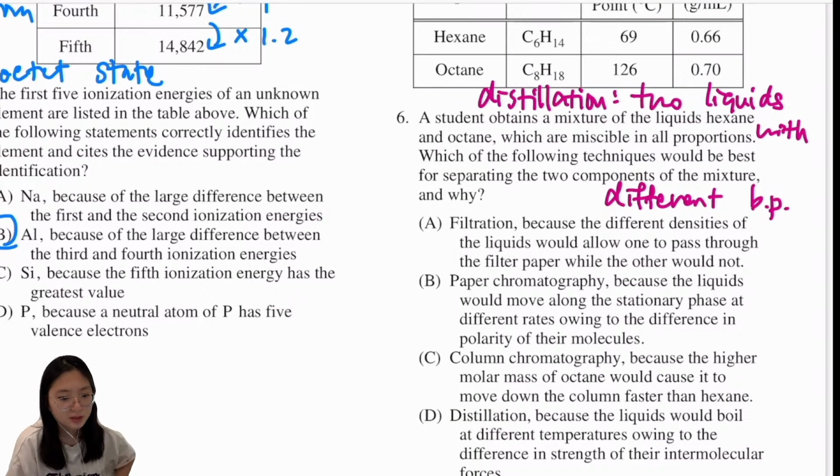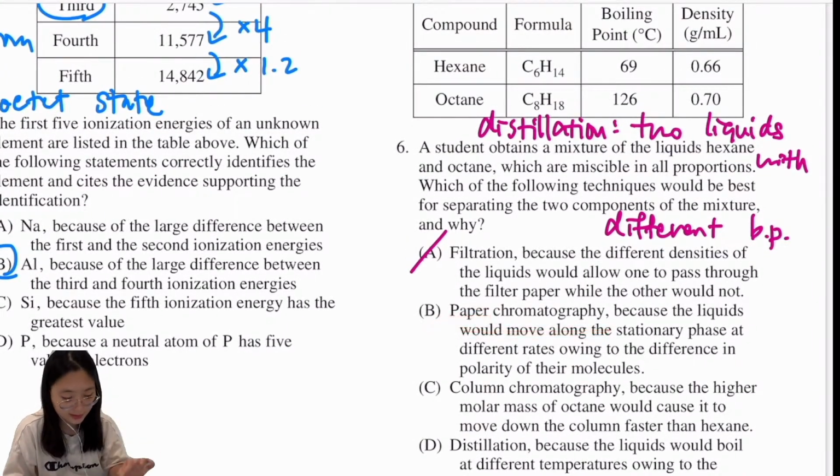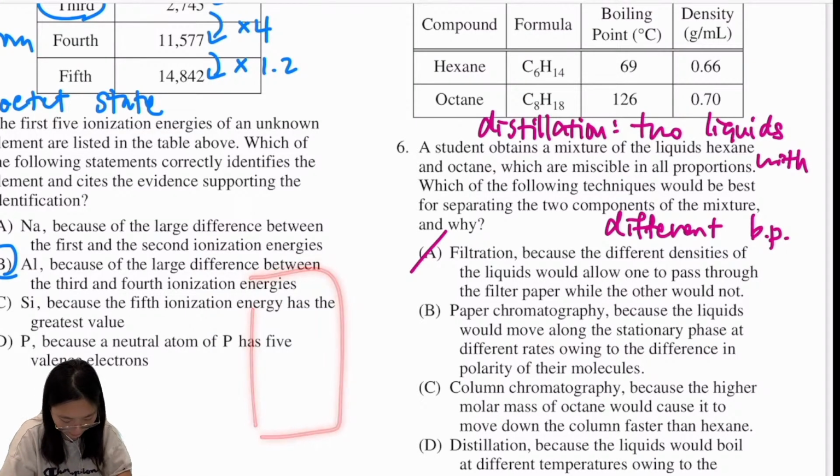Okay, so for question D, you guys chose D. For chromatography paper, it depends on what the solvent is. A is filtration, of course not, since both are liquids. B is paper chromatography, because the liquids will move along the paper. For paper chromatography, as I said, one substance has to be polar while the other is non-polar. That's when you see the difference in speed.